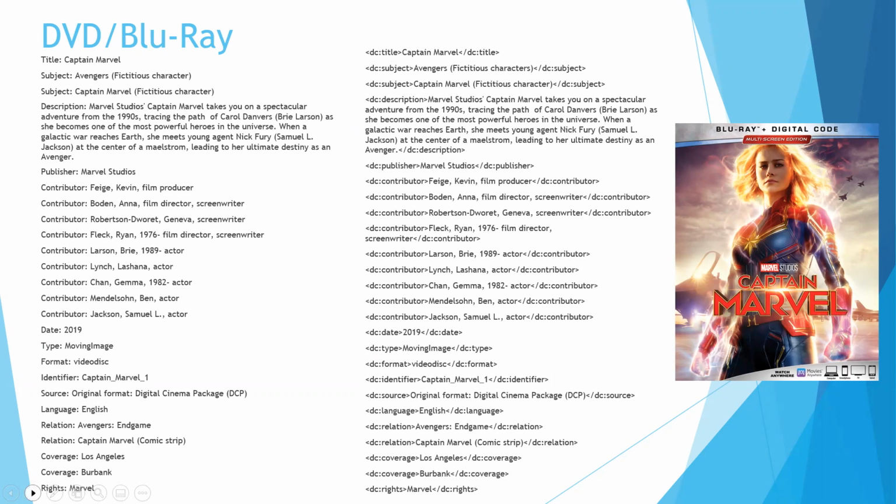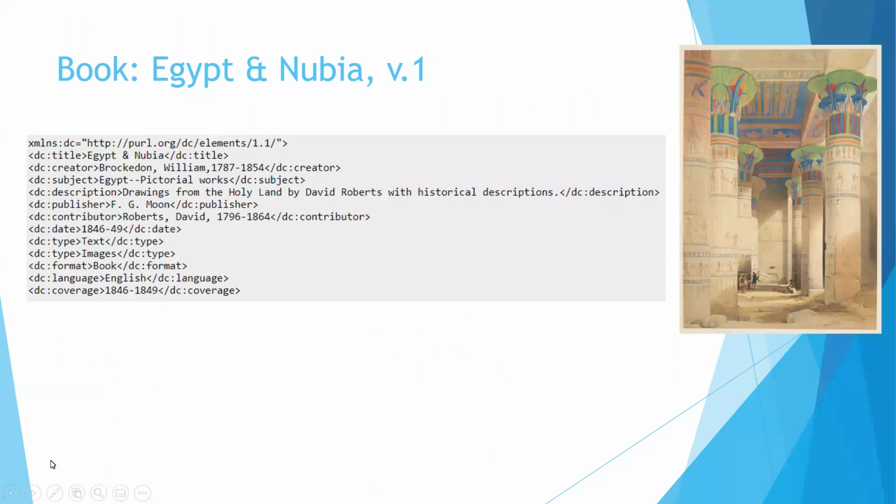Okay. So this is an example of a book. This is Egypt and Nubia, Volume 1, which is the first of a 3-volume set of illustrations by David Roberts of his visit to the Holy Land between 1846 and 1849. The image on the right is one of his color illustrations and is part of the Royal Collection Trust.